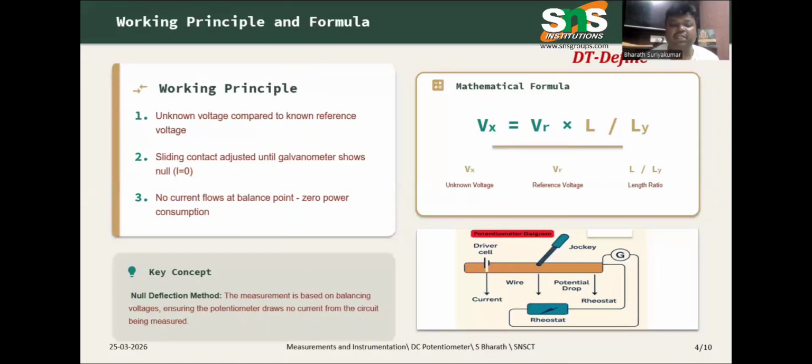The key concept here is the null deflection. The measurement is based on balancing voltages, ensuring the potentiometer draws no current from the circuit being measured. The mathematical formula is given as Vx = VR × L / Ly, where Vx is the unknown voltage, VR is the reference voltage, and L by Ly is the length ratio of the slide wire.